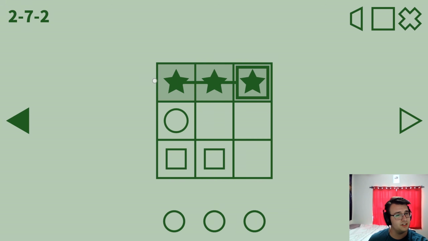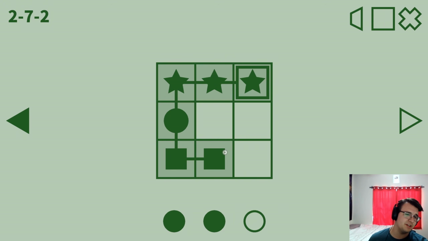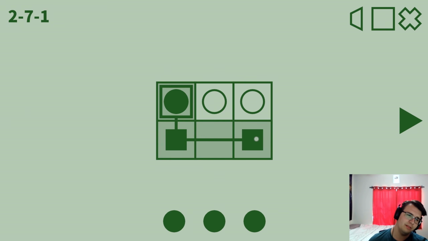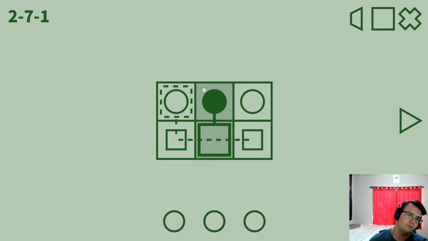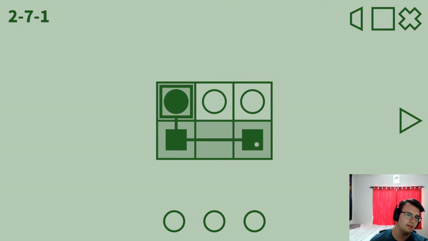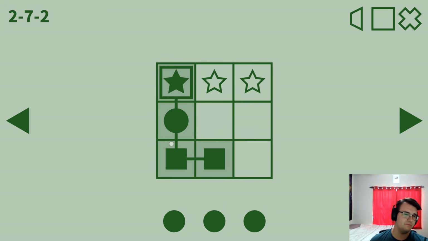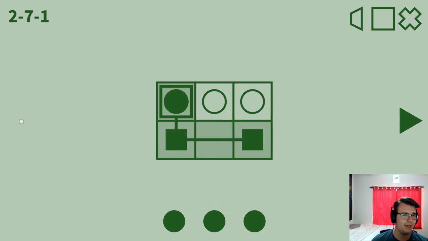How about 3 stars to a circle then? Not quite. But what about 3 stars to a circle, then to 2 squares? Also not right. 4 length line? That could be the final rule. Line length of 4. Final rule. Well, how about like this? Alright. Line length of 4 seems important. I know that for sure.